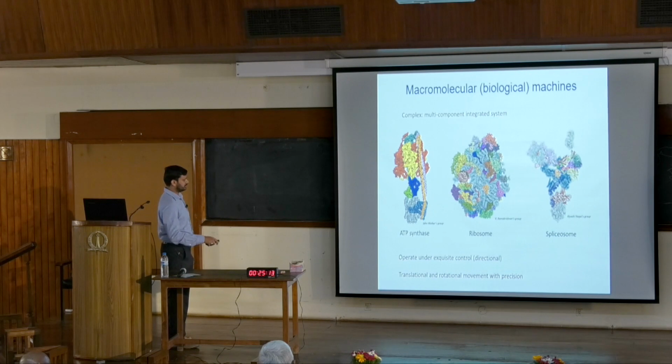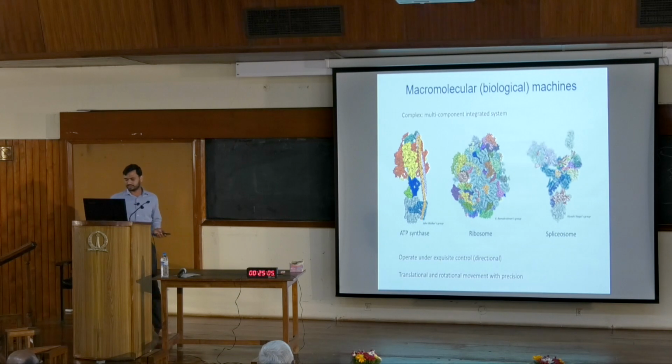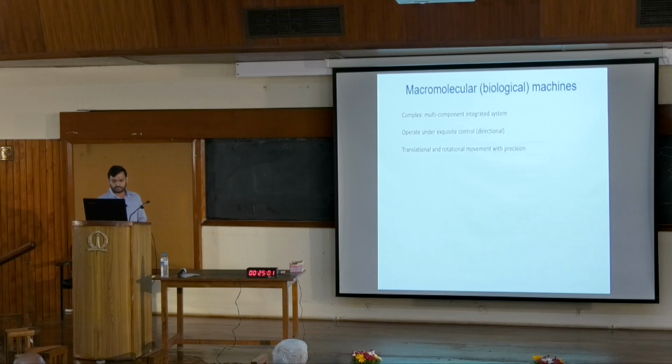Mostly we see translational as well as rotational movement in these machines, and these movements are with precision. You see rotational movement in the ATP synthase, whereas you see a ratchet-like movement between the two subunits in the ribosome. I'll come to the ribosome in a little bit. So the macromolecular machines essentially have these features, and they also operate at a very high speed.